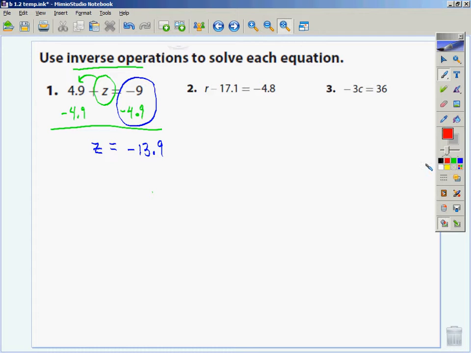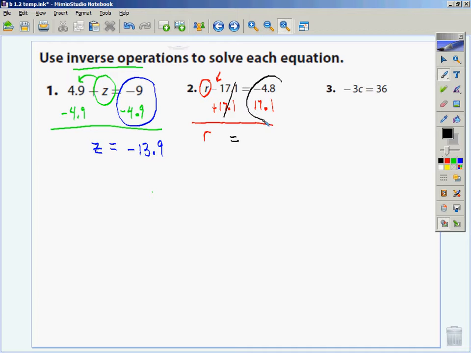Second example, what do I want to get by itself? R. How do I get rid of, then, subtraction? Or what's the inverse of subtraction? Addition. I'm going to add 17.1 then to both sides. Again, on the left, what's going to happen to the 17.1? It's going to cancel out.